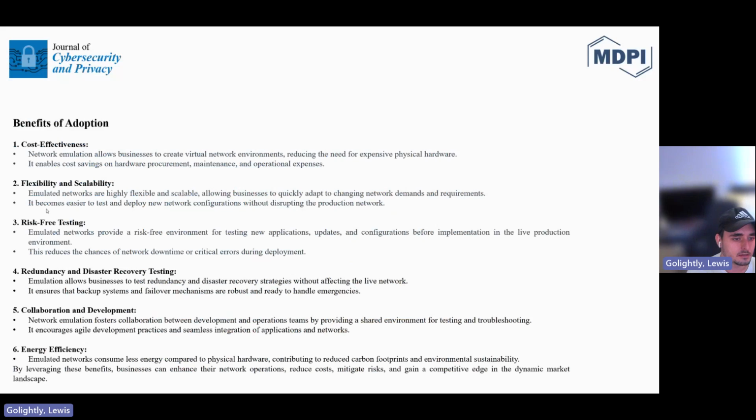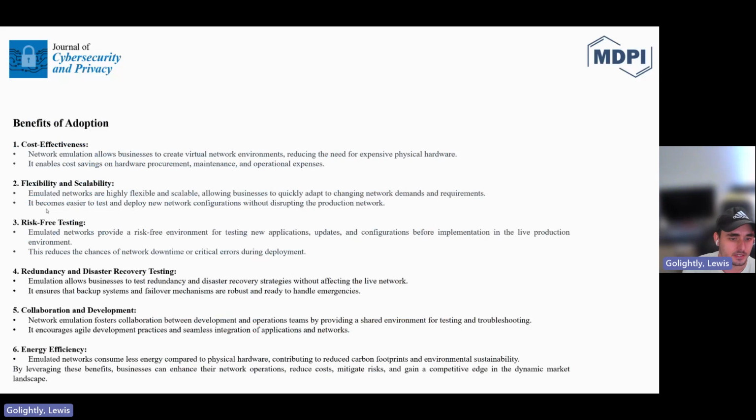So the benefits of adoption then. First we've got cost effectiveness. Network emulation allows businesses to create virtual network environments, reducing the need for expensive physical hardware. It enables cost savings on hardware procurement, maintenance, and operational expenses.